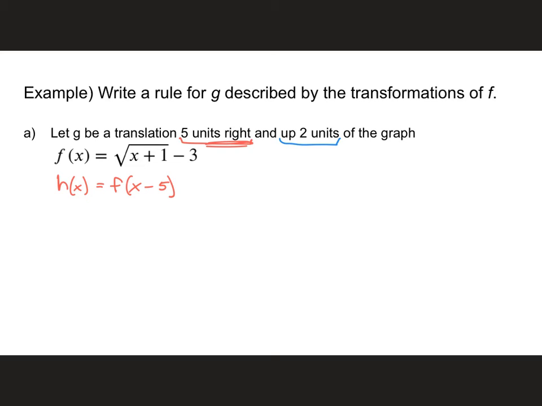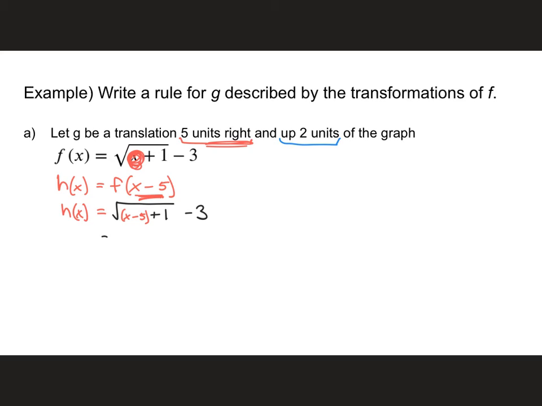So how do I do that? So that means that when I write my function, what I'm going to do is keep everything the same, except this x right here is going to be replaced with x minus 5. Okay, so what does that mean? That means the square root still stays there, the plus 1 still stays there, the minus 3 still stays there, but the x is replaced with x minus 5. So here, that's x minus 5 inside parentheses right there.